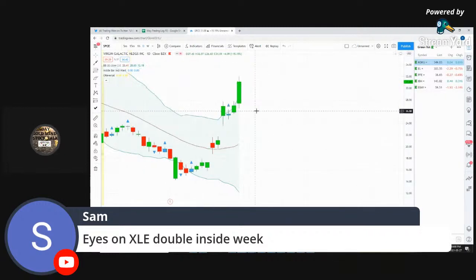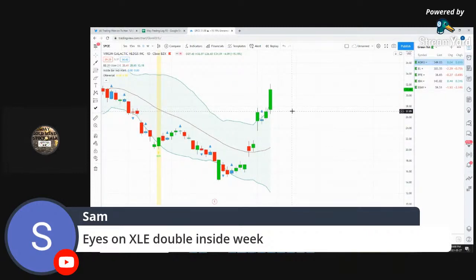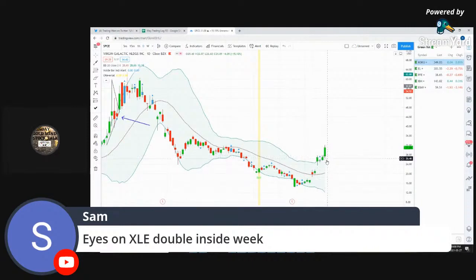So SPCE is very bullish right here. I need this low to hold, $27. That needs to hold. And as long as 27 can hold, we're going to continue to grind up. But if that breaks, we'll definitely have a lot of trapped bulls. So be careful.